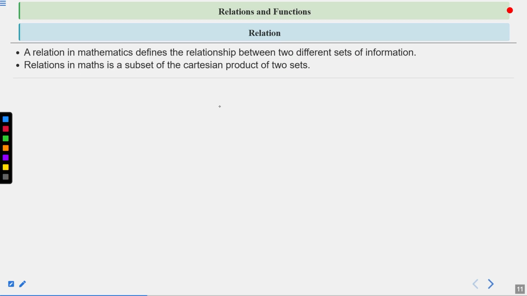And a relation in maths is a subset of the Cartesian product of the given two sets we are talking about. As we go deeper in this session or in upcoming lectures, you will see what we mean by this relation and what we mean by the subset as Cartesian product.